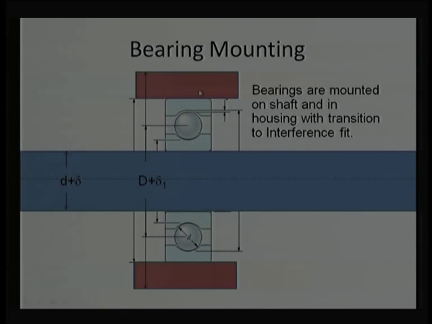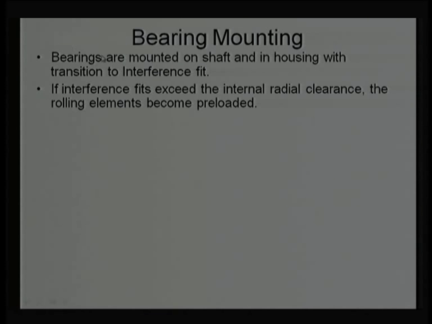Similarly, if you go for the transition fit of the housing, we can keep D as it is plus delta 1. This D is the outer diameter of a ring, plus two times the thickness of the housing, plus we keep this one as delta 1. This may be much lesser than what we are keeping over here. But here we are keeping D as the outer diameter of the bearing plus 2 times the thickness of the housing.